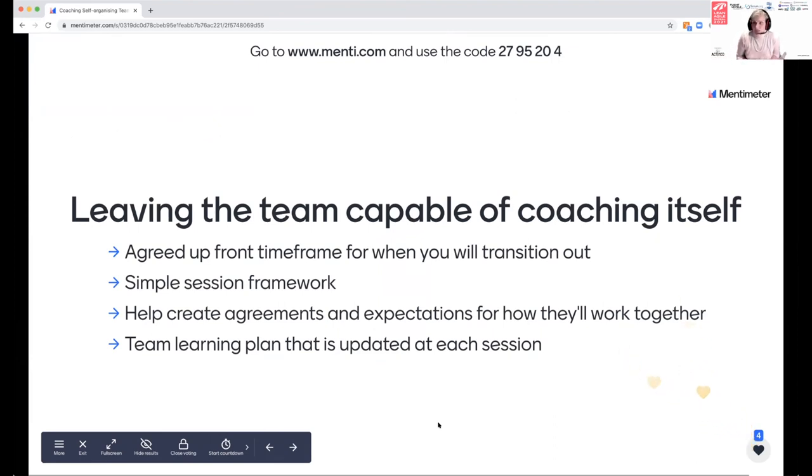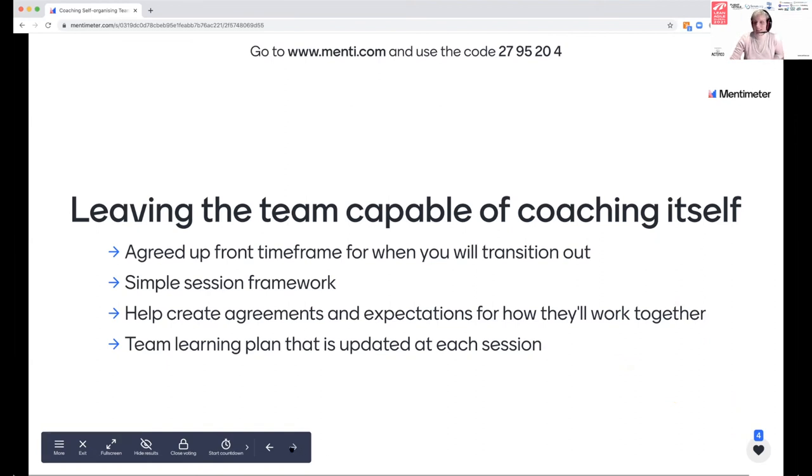There is a simple session framework. So that simple framework is in place. There's also agreements and expectations of how the team will work together when you as the team coach step away. And also there is a team learning plan that's updated at each session. So there's that real focus on continuous learning and improvement.